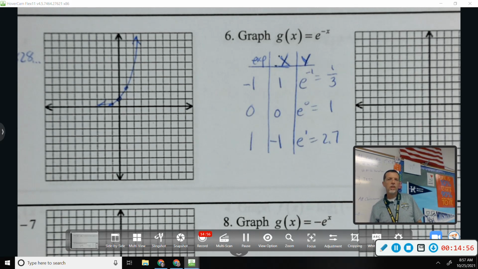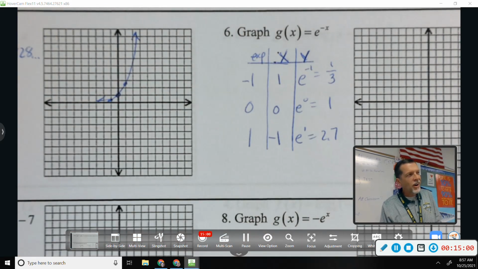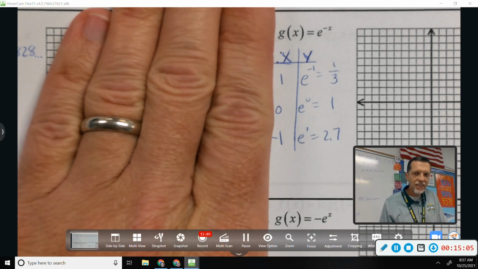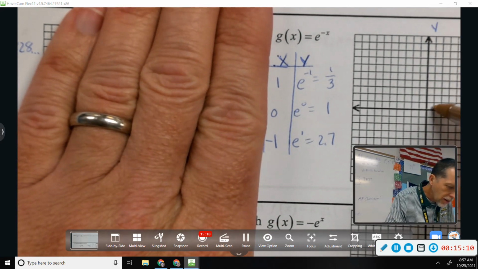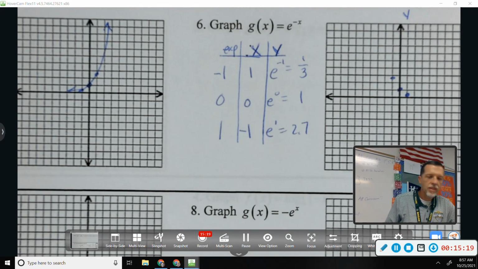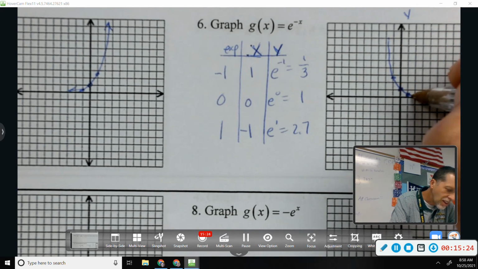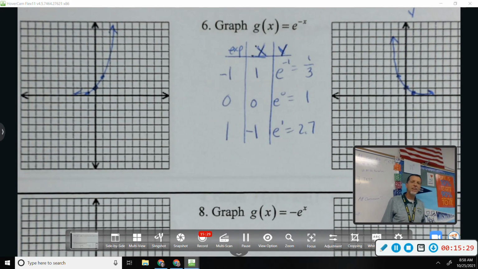Again, the exponent column is nice to help you figure out what to plug in for x, but don't use that when it comes to graphing, because we want to use x and y only here. 1, 1/3, 0, 1, -1, 2.7. Is that 2.7 better than my last 2.7? That's a 2.8. That one's 2.8.